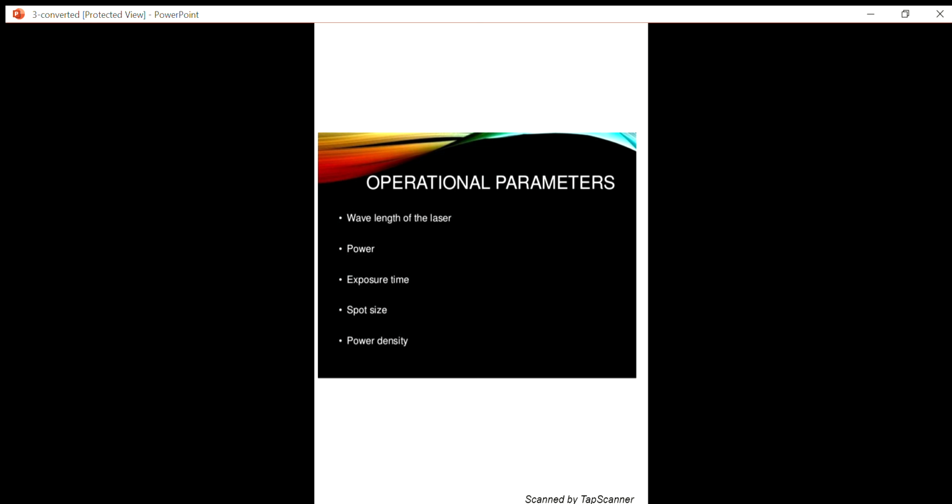Operational parameters. For use of laser, we should know these parameters of laser: wavelength of the laser, power, exposure time, spot size, and the power density.